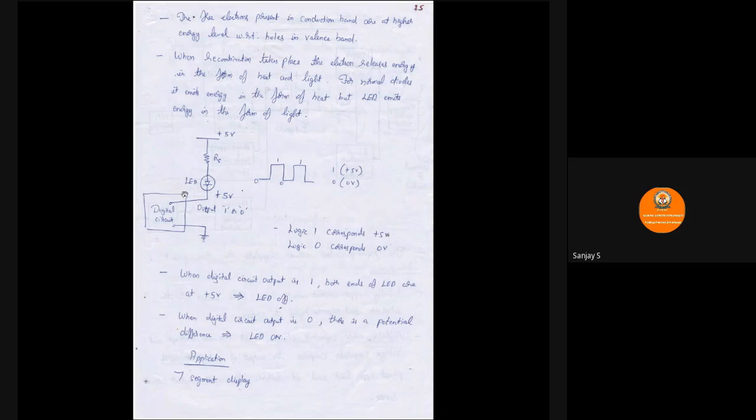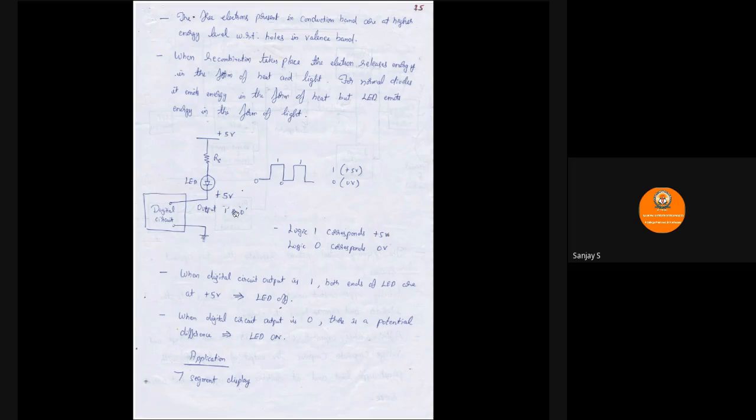We have the digital circuit, and on one end we have plus VCC 5 volts, and we have RS, and we have an LED connected here. And then output of the digital circuit is either high or low, that is 1 or 0. Logic 1 corresponds to plus 5 volts, logic 0 corresponds to 0 volts.